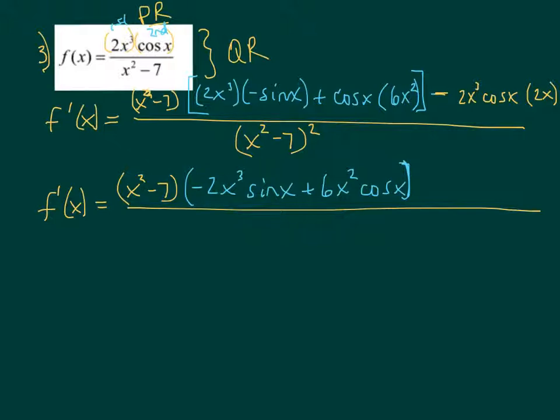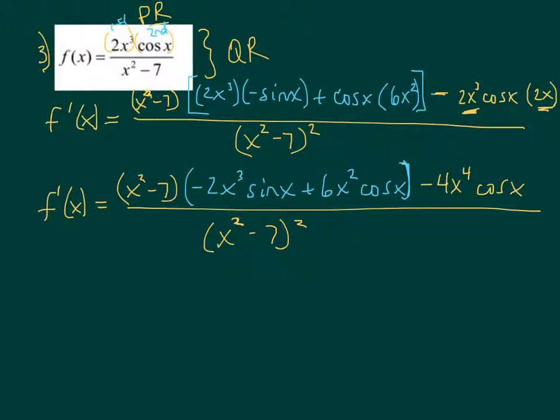Okay, then as far as over here, we have 2x cubed cos x times 2x. So the 2x cubed and the 2x can be multiplied to make 4x to the 4th, and then cosine x, all over x squared minus 7 squared. Okay, for time's sake, I'm going to go ahead and leave that as is.